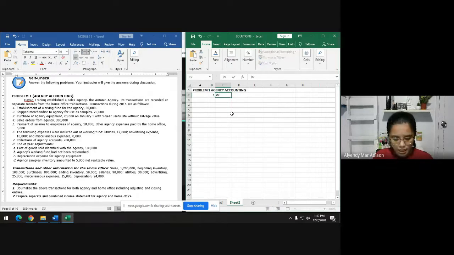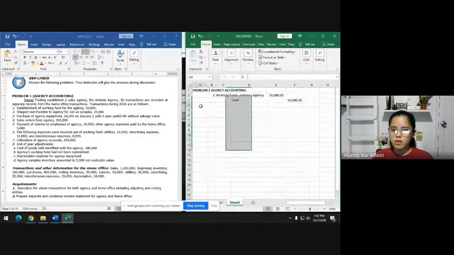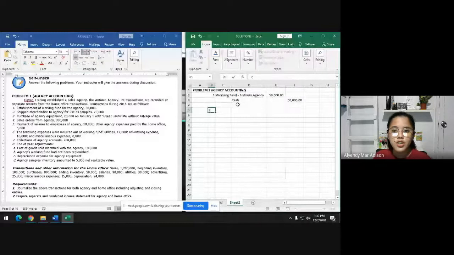So that would be debit to working fund. And then of course, you specify there Antonio Agency. And credit to cash. Okay, so we have here 50,000 pesos. Okay, so that is the first journal entry.